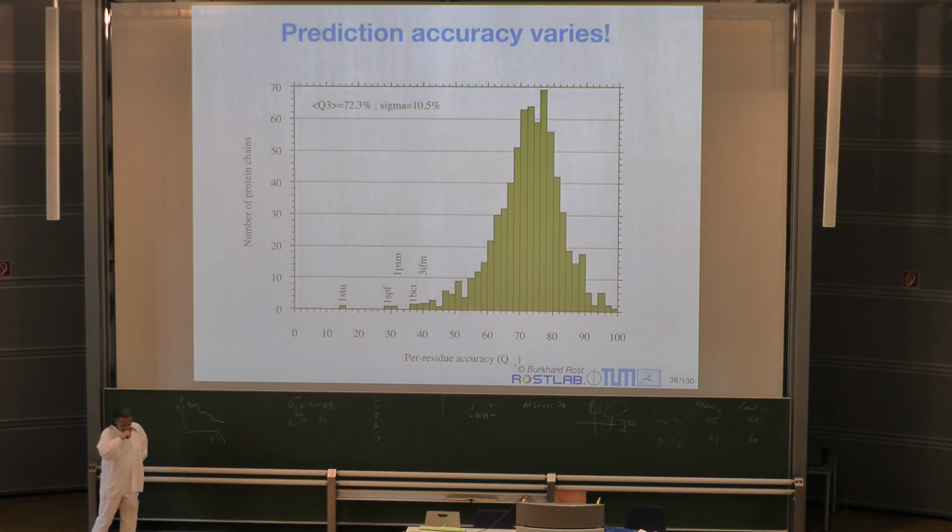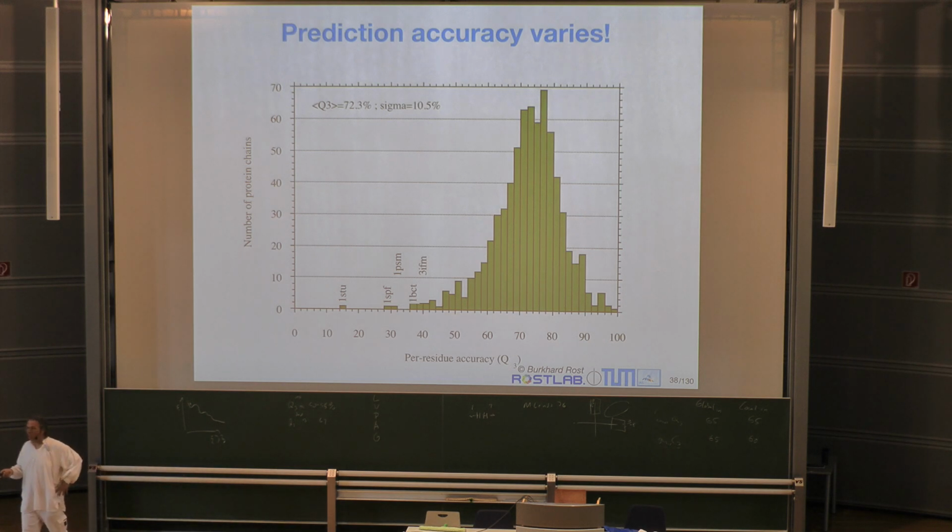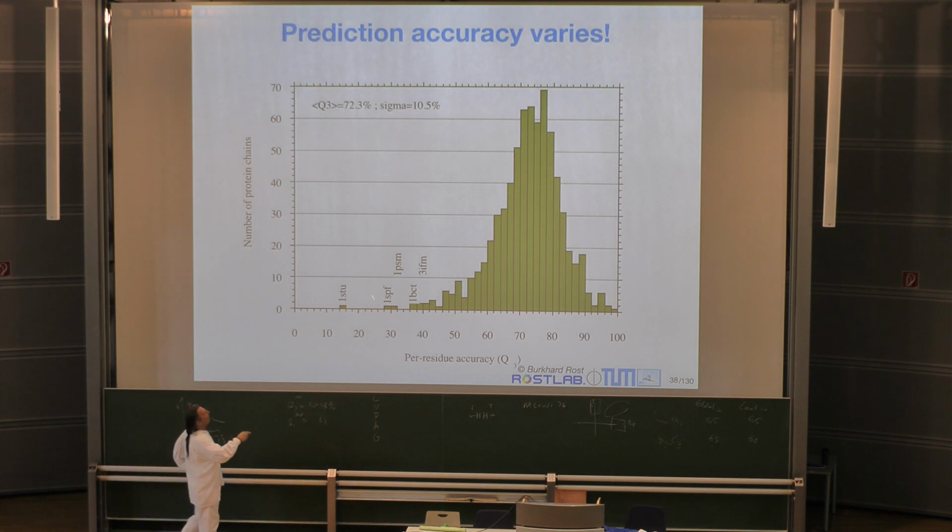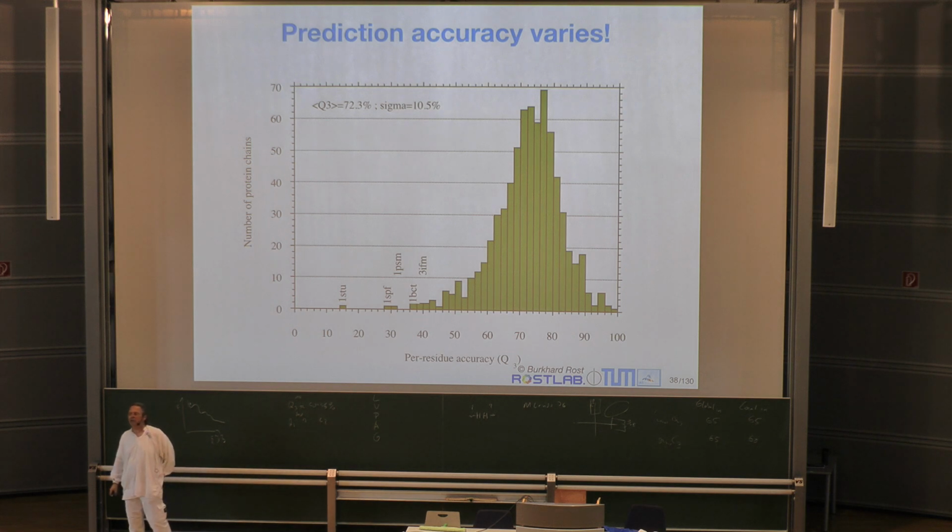And the way to do that, so there's one number, the Q3 is always an average over a distribution, where this is the Q3 that I show, and that's the number of proteins, that's the distribution, so 72 is somehow the peak of that distribution. But you also see that there are outliers here. So there are particular proteins for which, in fact, the prediction is much worse than random.